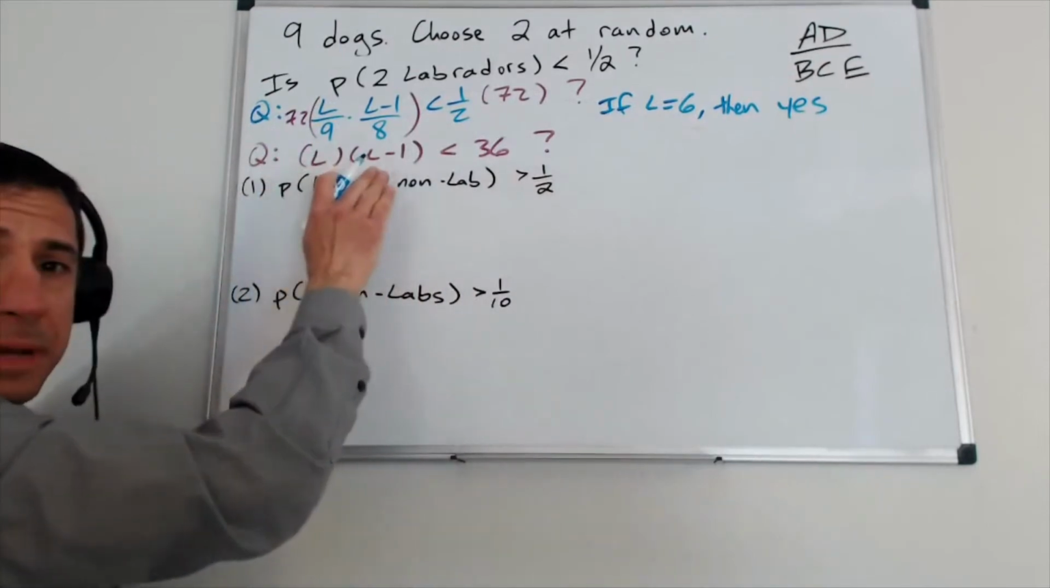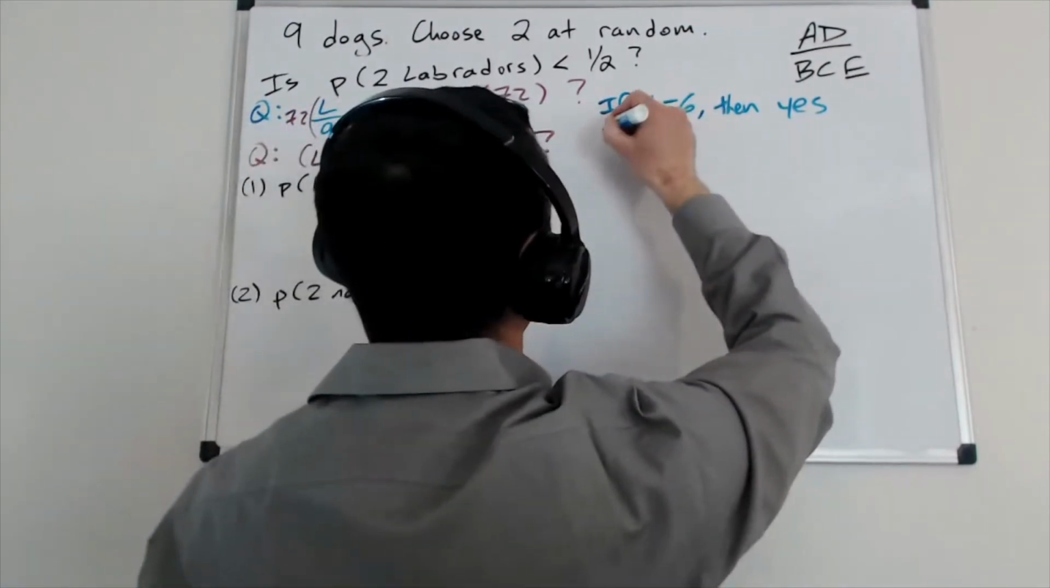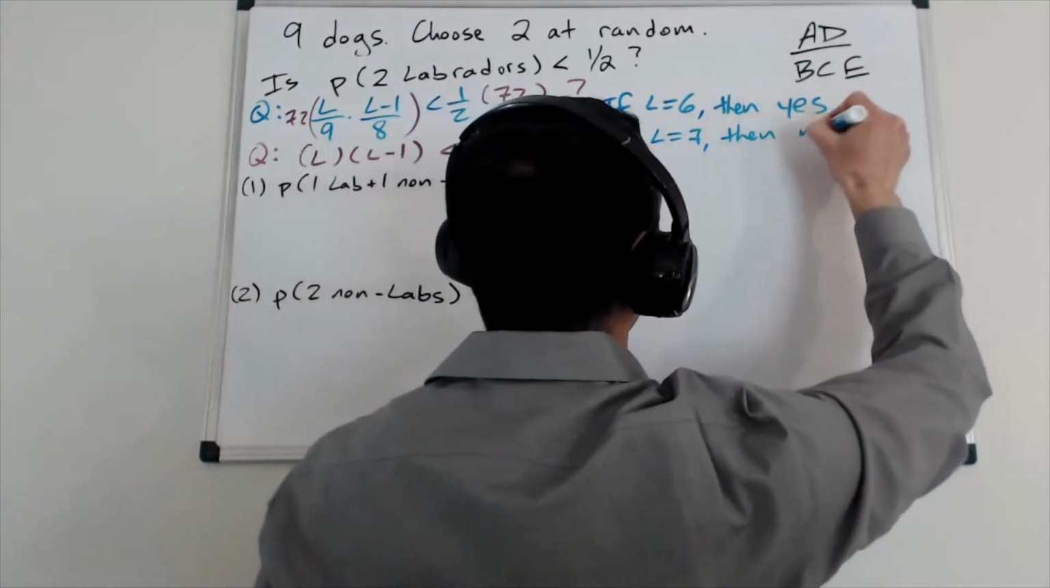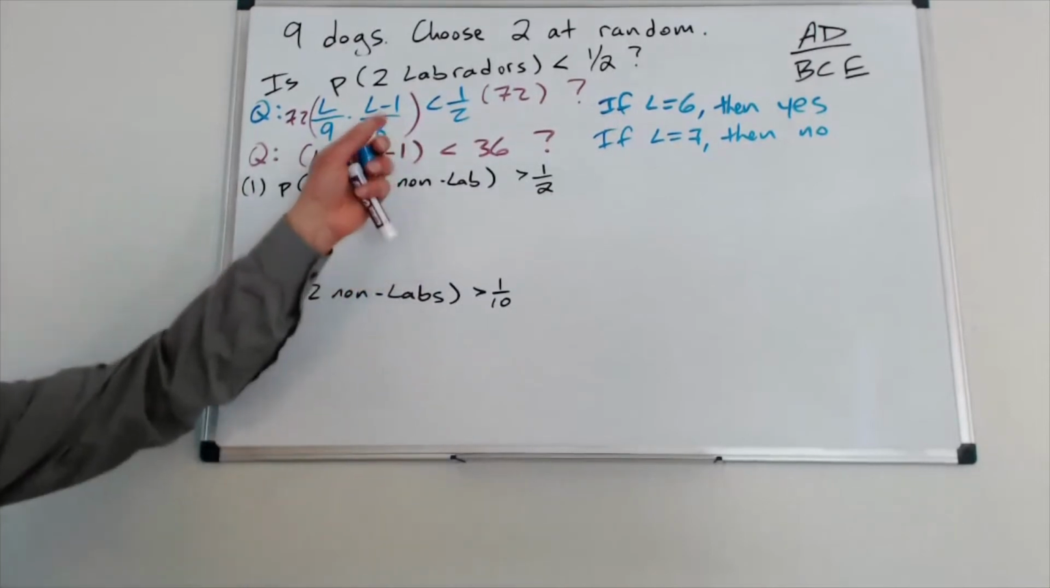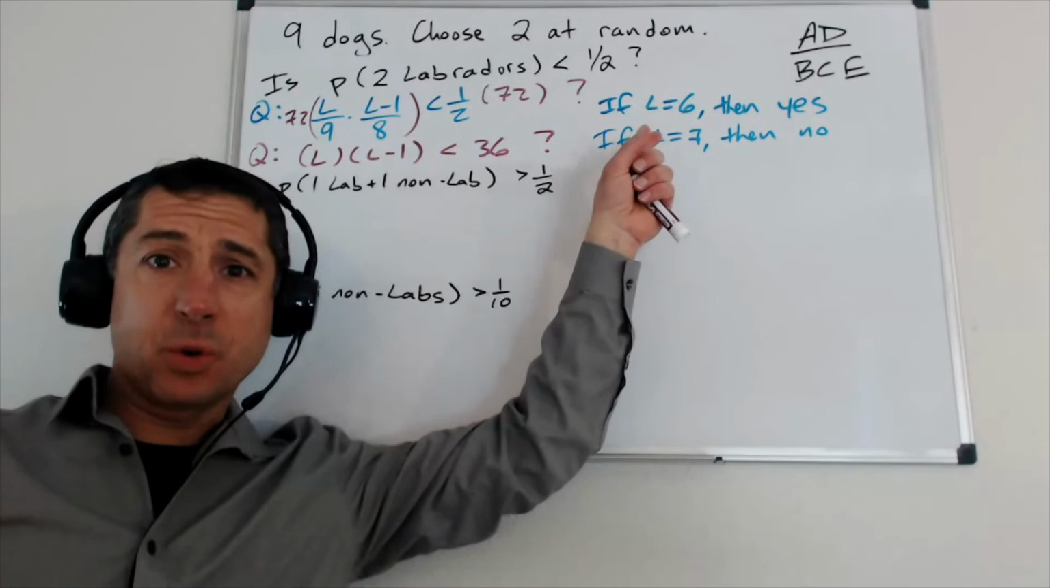And now what if I go one bigger than that? 7 times 6, is that less than 36? No. And the answer to my question is no. So think through that a little bit. My probability is always going to be less than a half if I have 6 Labradors or fewer.